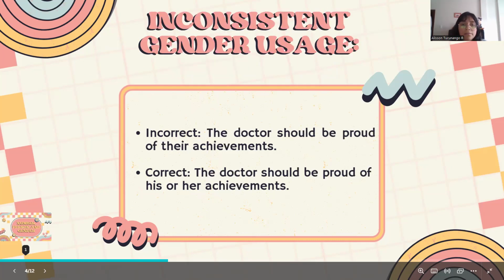In the third one, we have inconsistent gender usage. In the incorrect sentence, we have "the doctor should be proud of their achievements." And the correct sentence is "the doctor should be proud of her achievements." So to ensure clarity about the gender, especially when referring to a specific individual, it is essential to use gender neutral language or specify the gender explicitly.